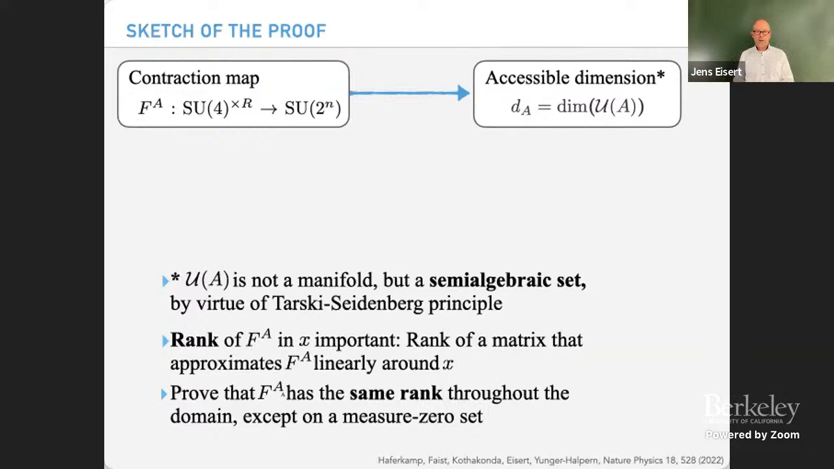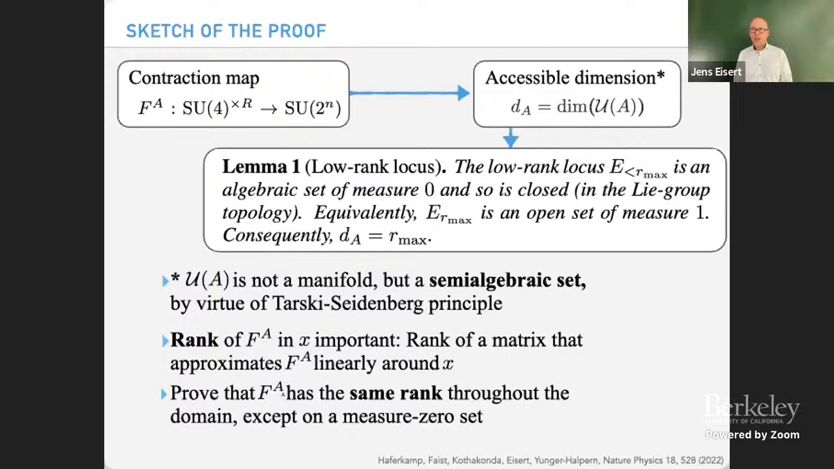in all possible points. So here's a fanciful way of saying that. That's the low rank locus. So the low rank locus, the set of points of non-maximum rank, is an algebraic set of measure zero, and it's closed in the algebraic topology. So equivalently, the set of points with maximum rank is an open set of measure one. And this DA that we are looking for, this rank, has the maximum rank.